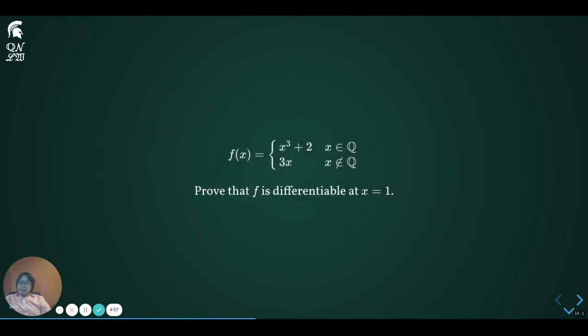Our second example is another piecewise defined function. This time, the function is separately specified for rational and irrational inputs. For rational inputs, the function is a cubic function, x cubed plus 2. For irrational inputs, the function is given by 3 times x. We are asked to prove that this function is differentiable at x equals 1.